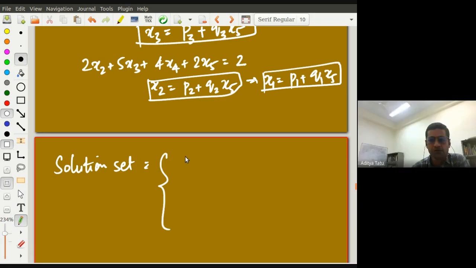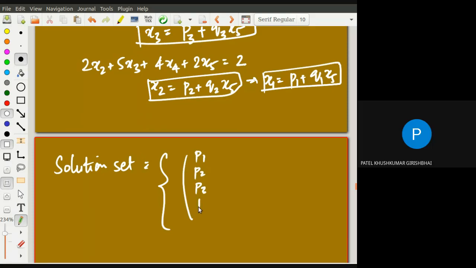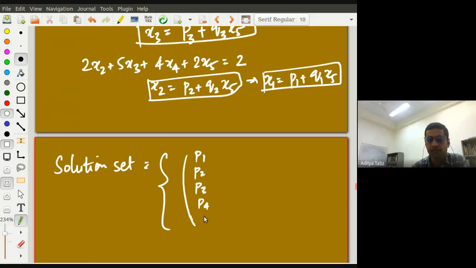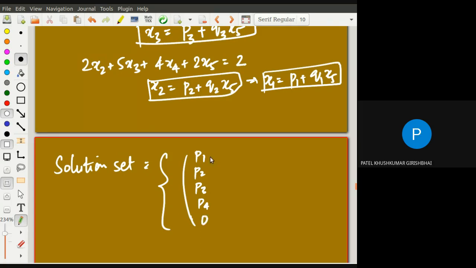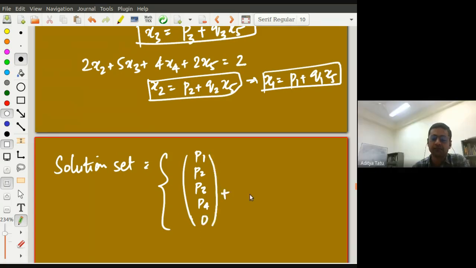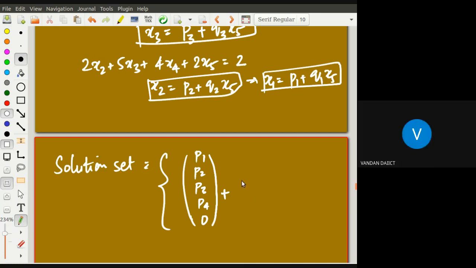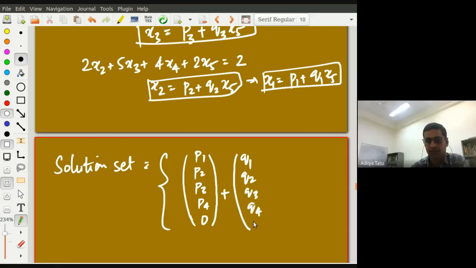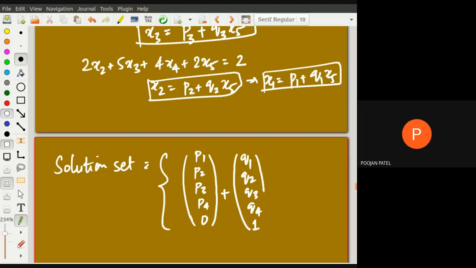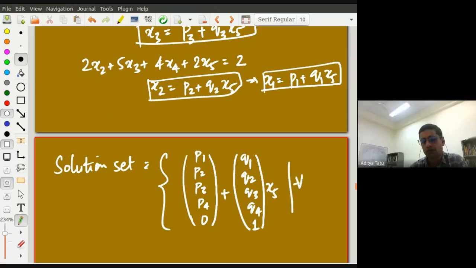So if x5 is 0, what happens? We get P1, P2, P3, P4, and P5 is 0. Plus x5 times some vector. What vector would that be? Q1, Q2, Q3, Q4, and 1, times x5, for all values of x5. Is that right?